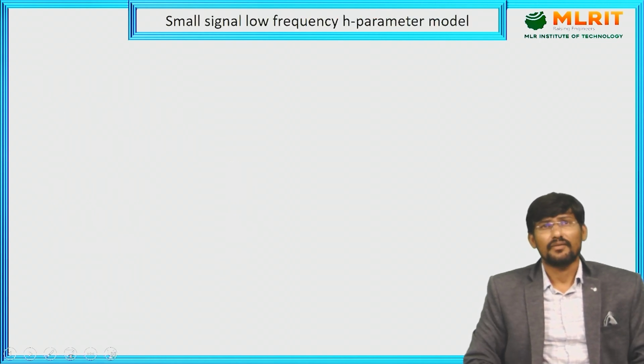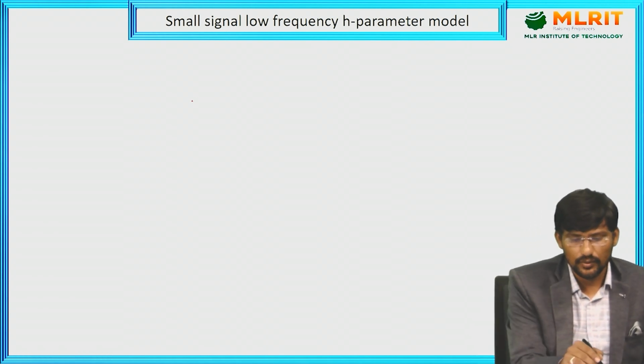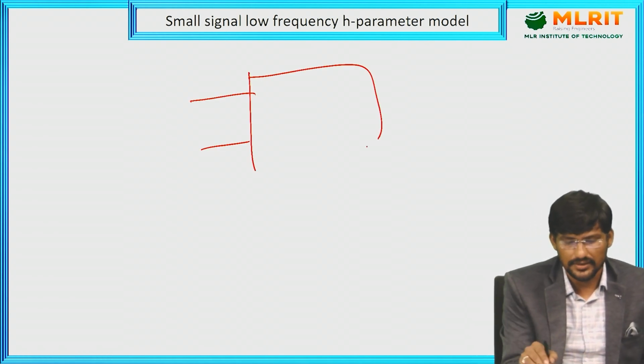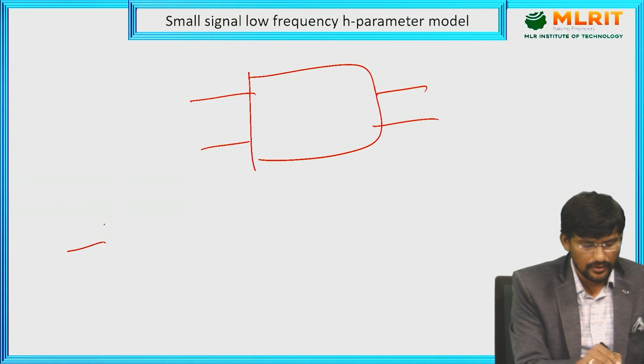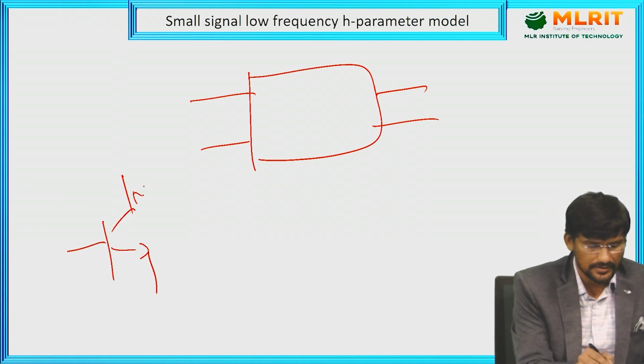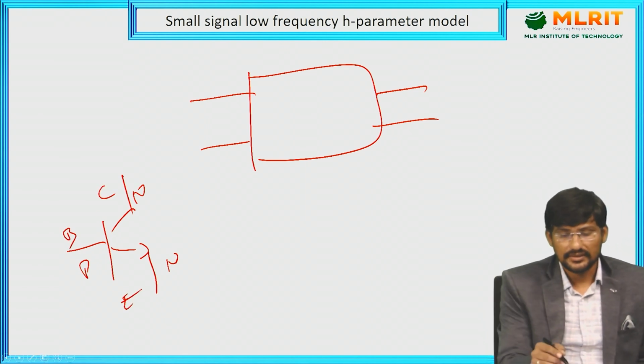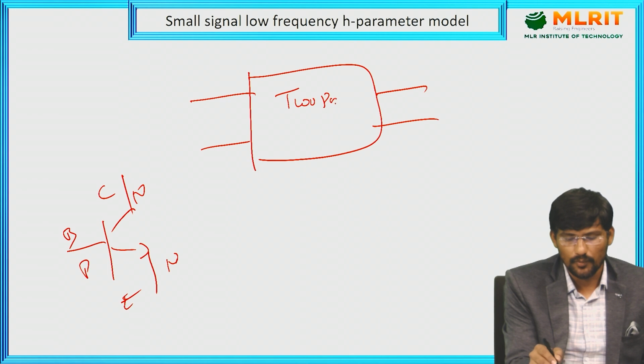Now this very, very important thing is we need to model the transistor. As we know, the transistor is a 3-terminal device. An NPN transistor is a 3-terminal device. It has 3 terminals, N, P, N, and it has a collector, base and emitter terminal. Now this transistor can be modeled as a 2-port network.